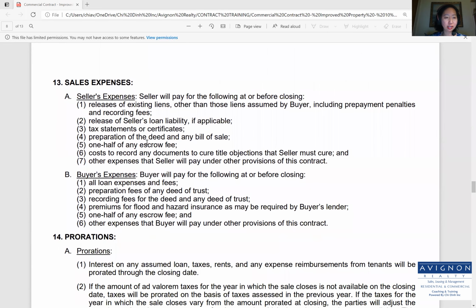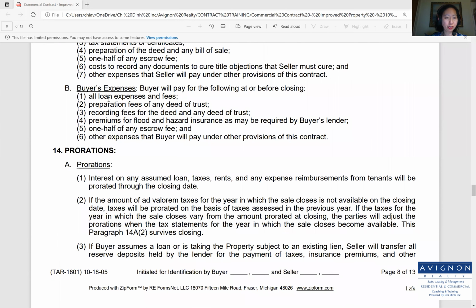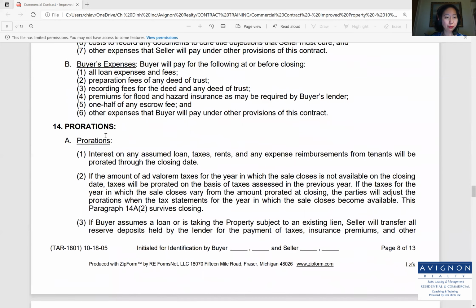Paragraph 13, sales expenses. A, seller expenses, and seller will pay the following at or before closing. And this is 1 through 7. And then there's buyer expenses, and buyer will pay the following at or before closing. And that lists 1 through 6 here.